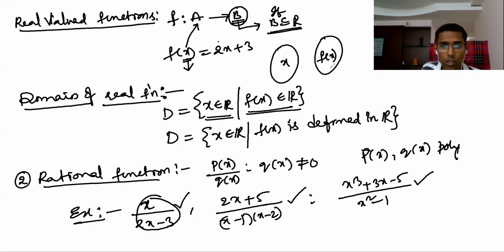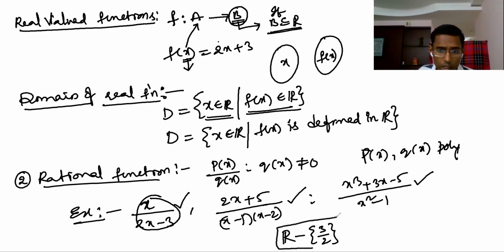What is the domain here? In this case, what is the domain? Domain is x can be any real number. X can be any real number you can put, but except 3 by 2. So this is what is the domain. Hope you are getting it. Why? If you put 3 by 2, denominator is 0, then it is not defined. I told na, any real number you can take, only condition is f of x is defined in R. F of x also should become R.